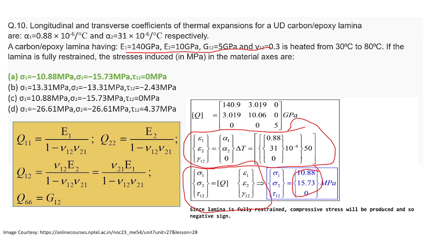So the main thing is they have asked for the stresses. So stresses are, by this equation, directly proportional to the Q matrix and the strain. Now strain, it is fully restrained, so we will put the values of the strain in terms of alpha and delta T. As alpha 1 and alpha 2 are given, from this equation with alpha 1, alpha 2 and delta T, we can get the matrix of strain. We put the value here and we can get the stresses in the principal axes and shear stress also. Okay.